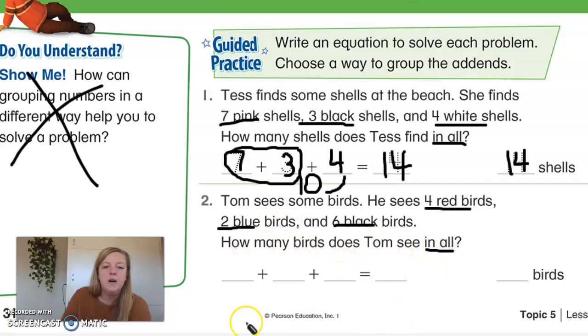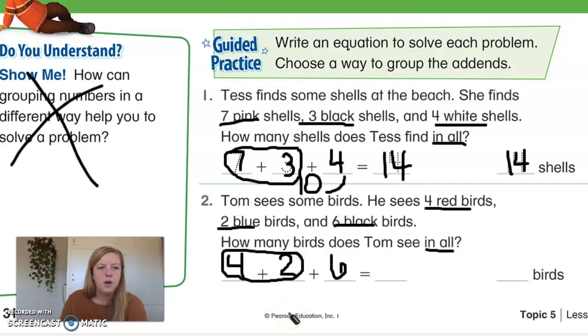When we say in all, that is my whole. So 4 plus 2 plus 6. All right, I'm going to do my 4 plus 2. Start at 4, count 2 more. So 4, 5, 6. 4 plus 2 equals 6.